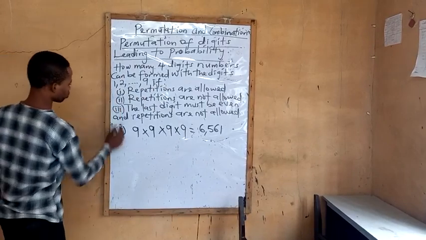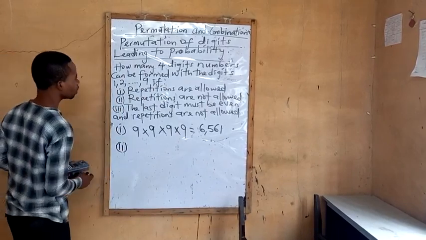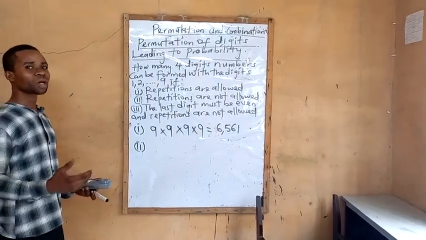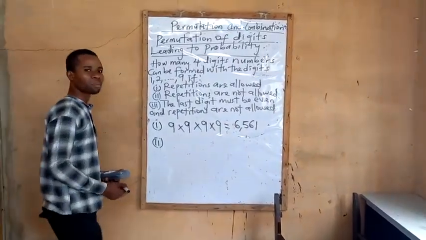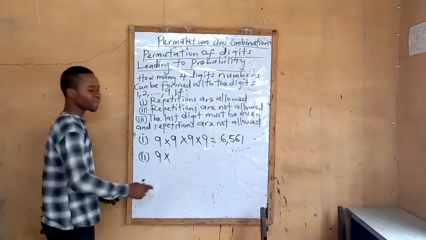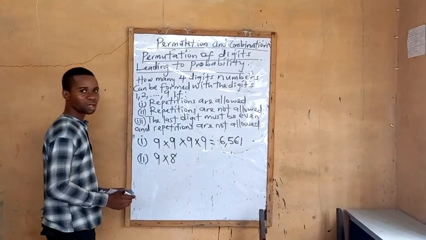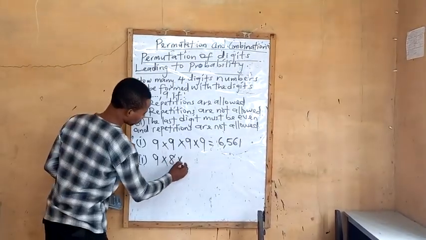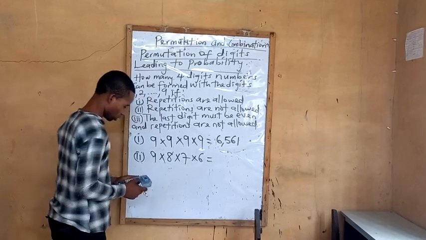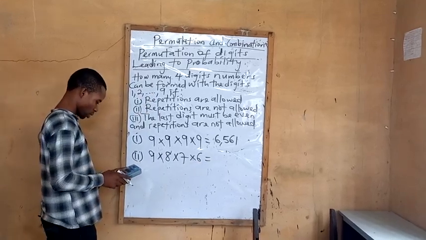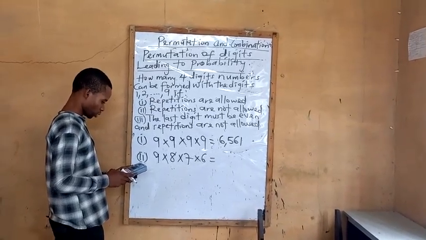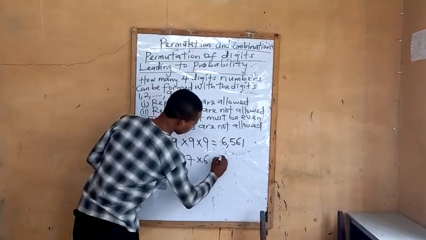Now, Roman figure 2. It said repetitions are not allowed. Since repetitions are not allowed, the first number is going to take 9. The second number is going to take 8 places. The third number is going to take 7. And the fourth number is going to take 6. Which is 9 times 8 times 7 times 6. That is 3024.